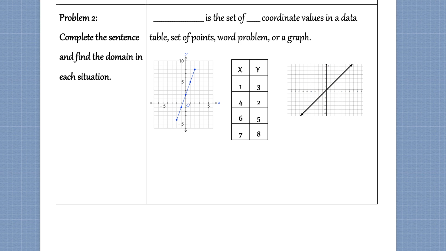And so let's fill out problem number 2. It says complete the sentence and find the domain in each situation. And so we're going to fill this out for domain. It says domain is the set of x values, x-coordinate values, in a data table, set of points, word problem, or a graph. So let's look at the first one, and first let's determine if it is discrete or continuous.